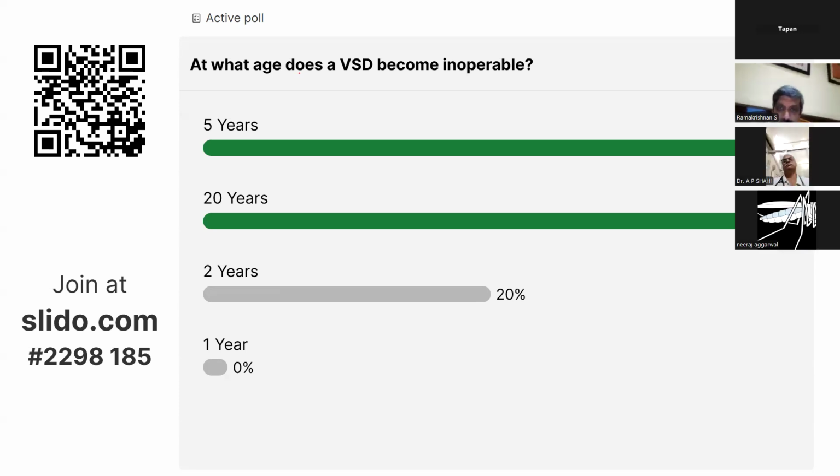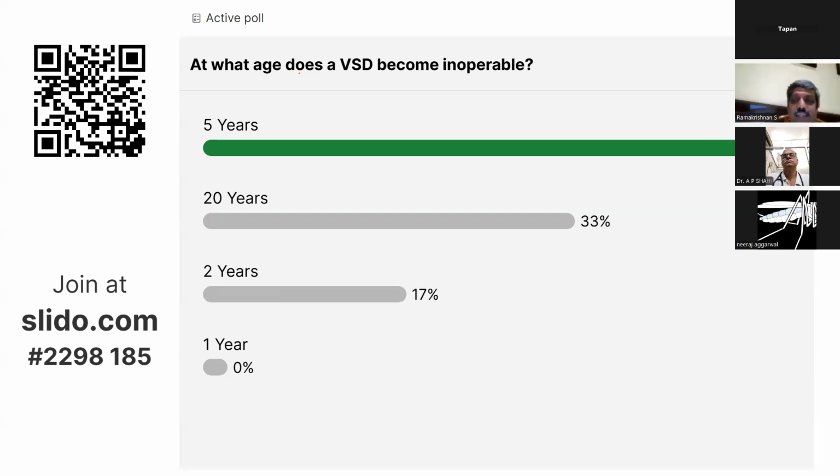So I think this is a typical trap question that I think we all understand, and then there is possibly a lack of understanding and lack of communication from our side also. So most of the VSDs that are very large become inoperable by 2 years of age. The correct answer is 2 years.